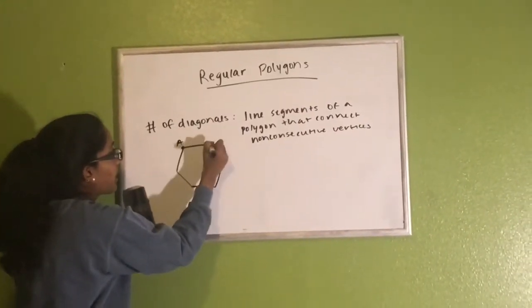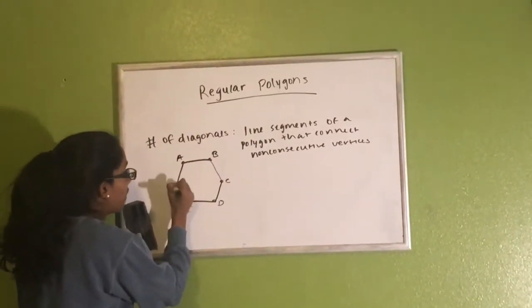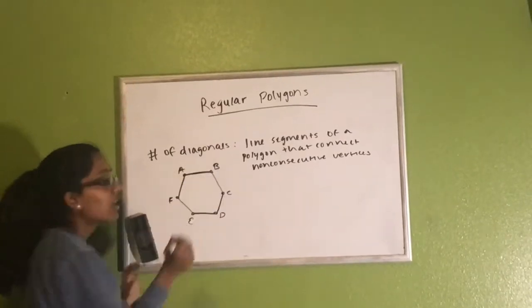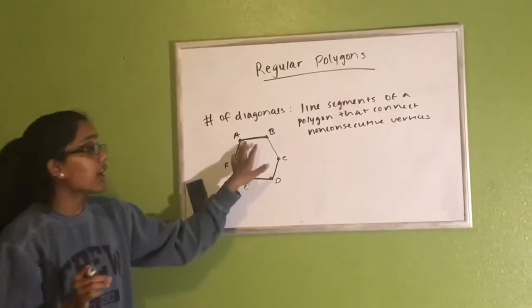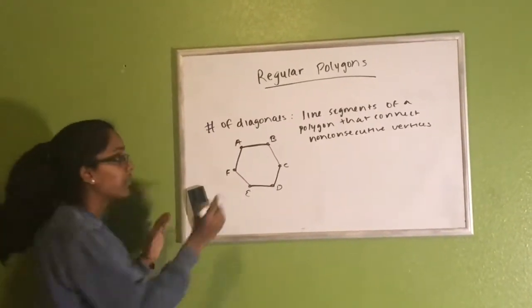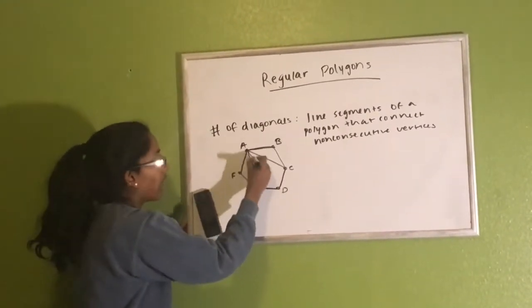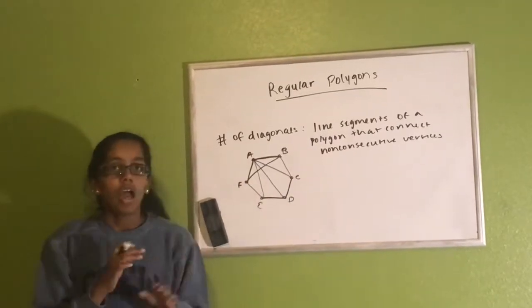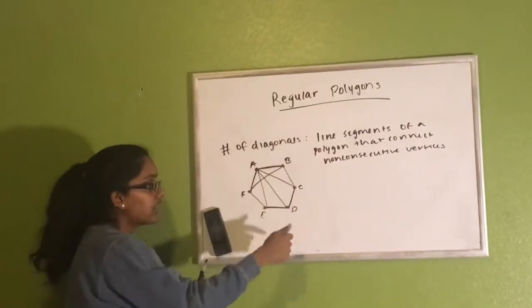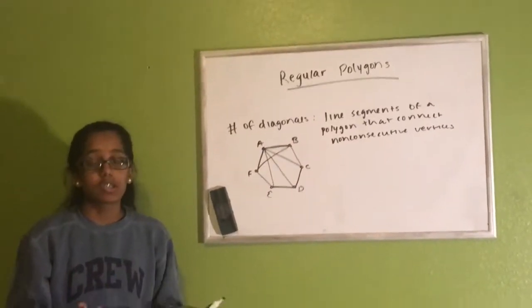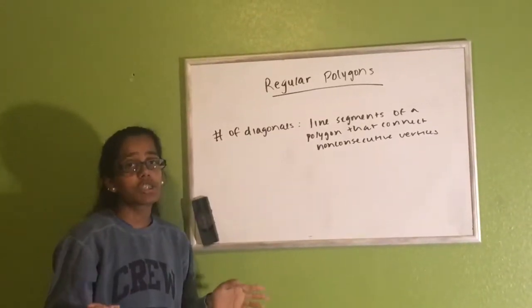If I were to label all these points A, B, C, D, E, and F, A to B, even though it's connecting 2 vertices, it is not a diagonal because they are consecutive. When I say non-consecutive segments, that means A through C, or A to E, or A to D, or B to F. Any of those are diagonals. But if it was B to C, C to D, D to E, those are not, because those are just the sides.